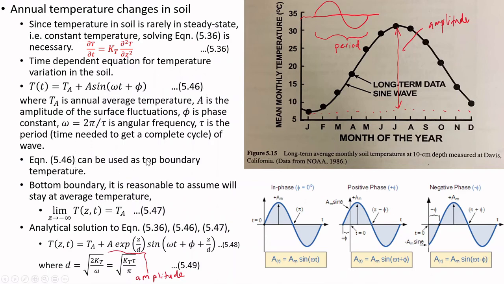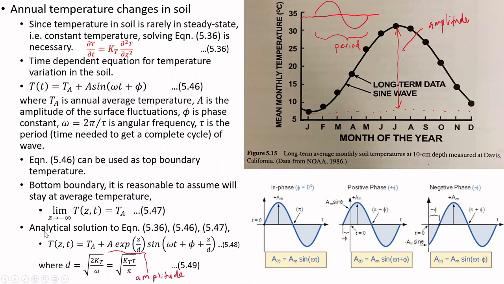Okay, so equation 5.46 can be used as a top boundary temperature. So we can use this to estimate the changes of temperature at the top boundary. At the bottom boundary, it is reasonable to assume it will stay at the average temperature. So for the bottom boundary, we assume that at Z near negative infinity, meaning very deep soil, the temperature stays more or less the same as TA. TA is the annual average temperature. So if you average out, you get the annual temperature, or if you go deep enough, you also will find the constant temperature in the very deep soil.